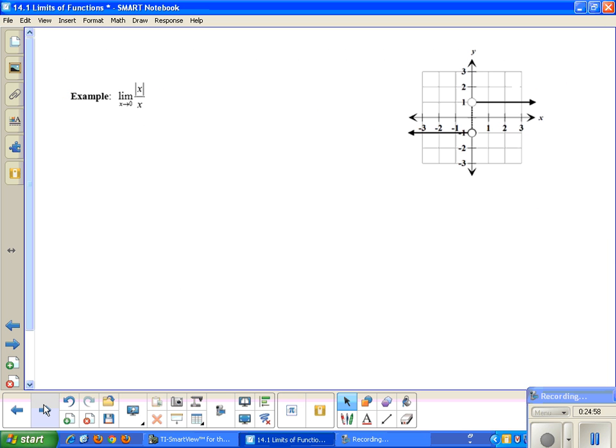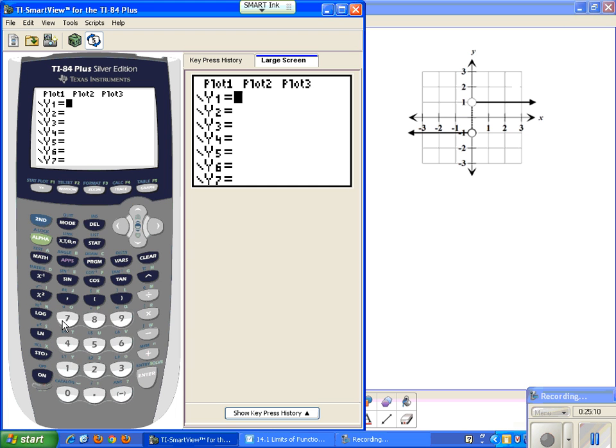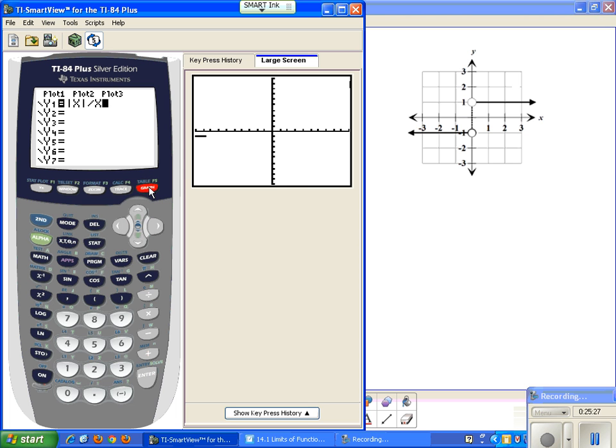Now, let's do some more examples. So here's an example of that. We have the limit as x approaches 0 for the absolute value of x over x. So you could graph this in your calculator. And to graph it, you can do second catalog. The first one's absolute value of x divided by x. If I hit graph, this is what my graph looks like.